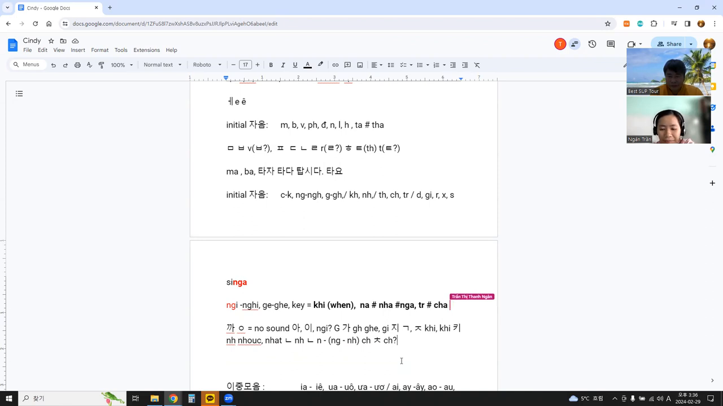Let's hear the difference. The first one, because of the letter R, you will hear it like this. Tra. Tra. Your tongue goes like this. Tra. Like triangle.